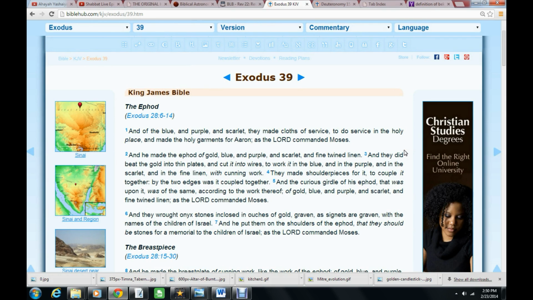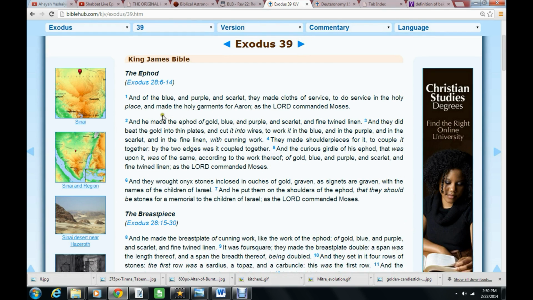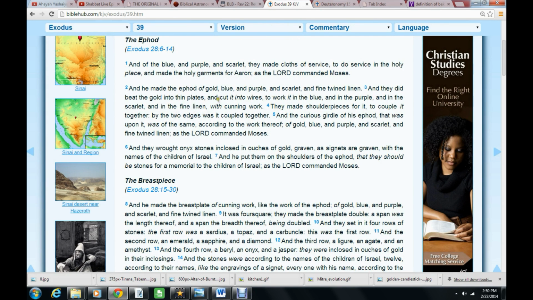Alright, so Exodus 39, the ephod. Section 1. And of the blue and purple and scarlet they made cloths of service, to do service in the holy place, and made the holy garments for Aaron. And the Most High commanded Moses. And he made the ephod of gold, blue, purple, and scarlet, and fine twined linen.